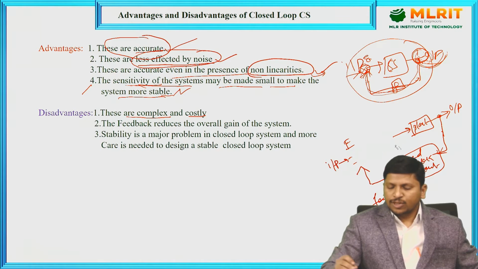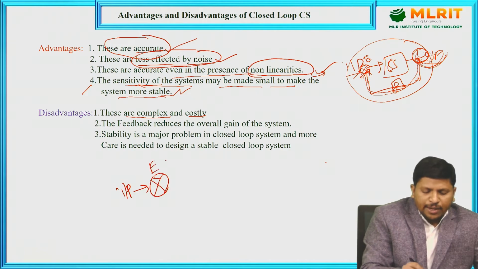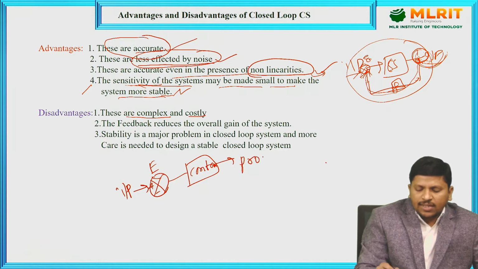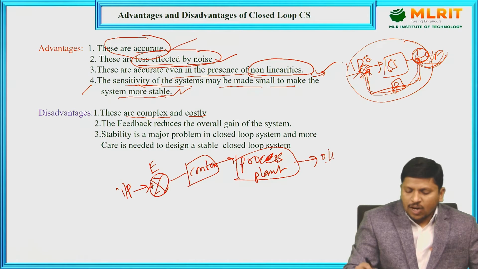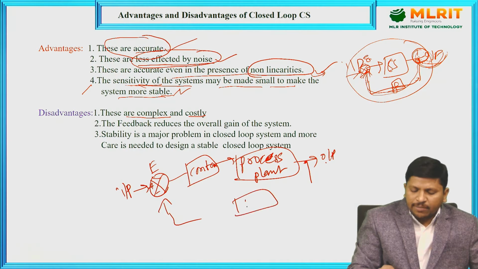Observe again: the input signal is given to the error detector. This is given to the controller and the process or plant, and finally produces the output. Some amount of the output is given back as input through the feedback element. This is the feedback element.